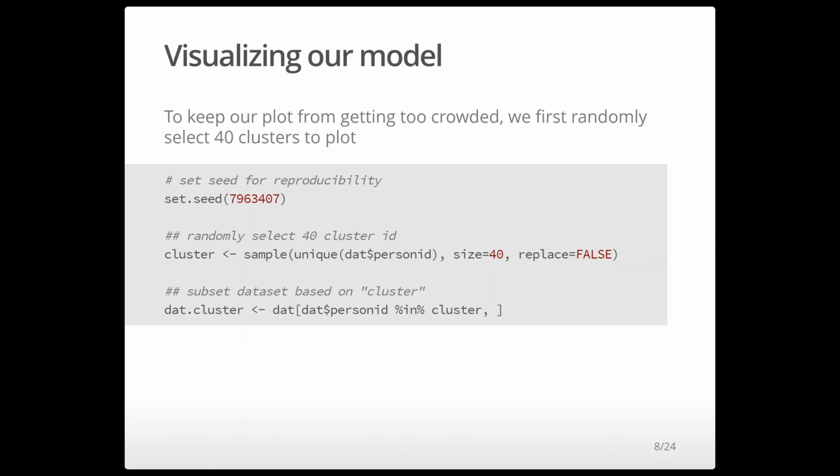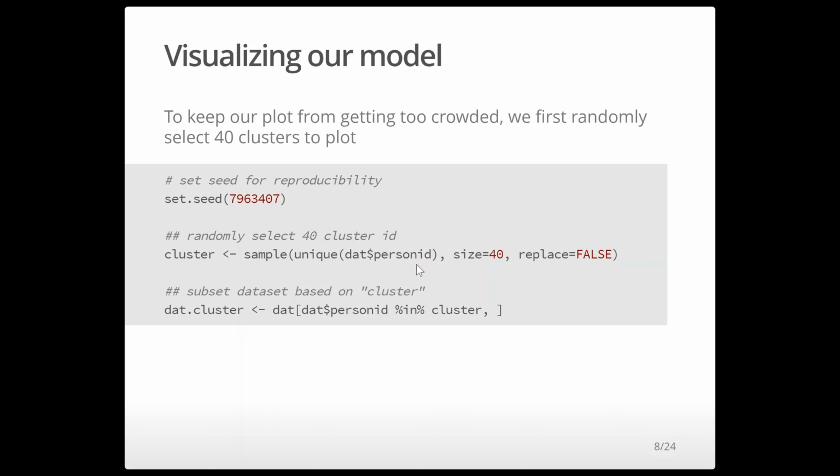So we're going to randomly select 40 and just look at those, just as an example of what random slopes looks like. So we're going to start by setting our seed, which means that when we randomly select 40 unique clusters, we select the same 40 each time. This just sets the random number generator, so it's always doing the same thing the next time you run it.